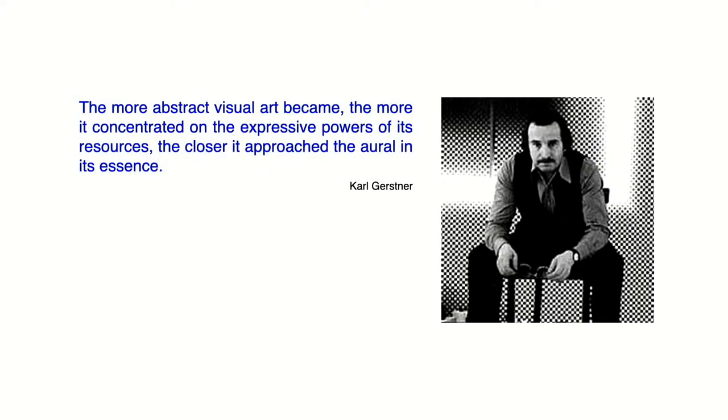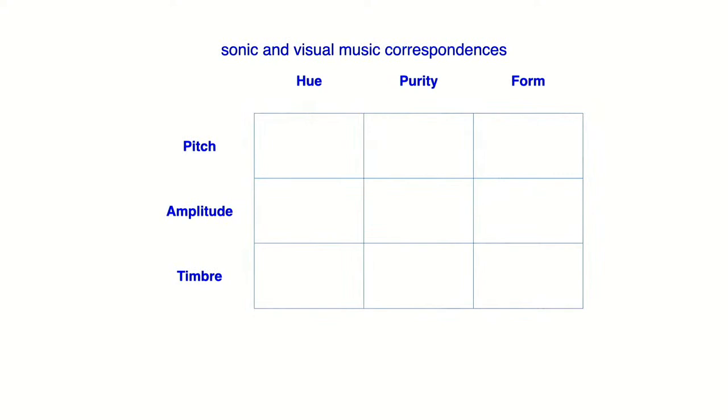Throughout the period, these and many other artists wrote about their experiments with painting, making uncountable references to harmony and rhythm, dissonance and timbre, to music. As the Swiss modernist Carl Gerstner summarized the period in his 1986 book, The Forms of Color, "The more abstract visual art became and the more it concentrated on the expressive powers of its resources, the closer it approached the aural in its essence." To organize the correspondences that artists observed, Gerstner created a framework based on the three core dimensions of each of the two arts, painting and music.